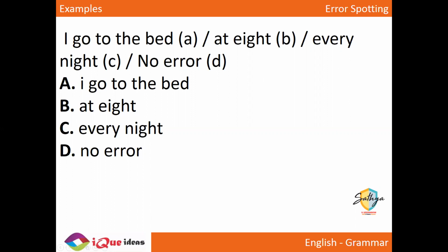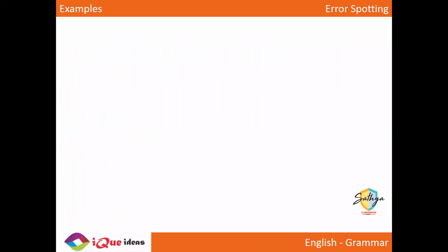So obviously, in this particular question, the error is in part A, right? I go to bed at night. The article the is not to be used. I think everybody got this one. Majority of you got this right. Excellent. Moving ahead, next one.